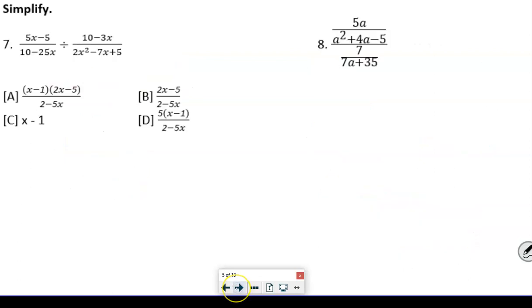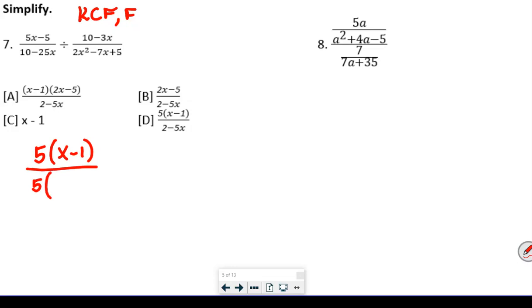Okay. All right, so now we're going to simplify. So remember, with division, we're going to keep, change, flip, right? And then I always like to put another F because we're going to factor, right? So I'm going to go ahead and write this down here. So I'm going to factor out that 5. So that's going to give me x minus 1. And I'm going to factor out a 5 down here.